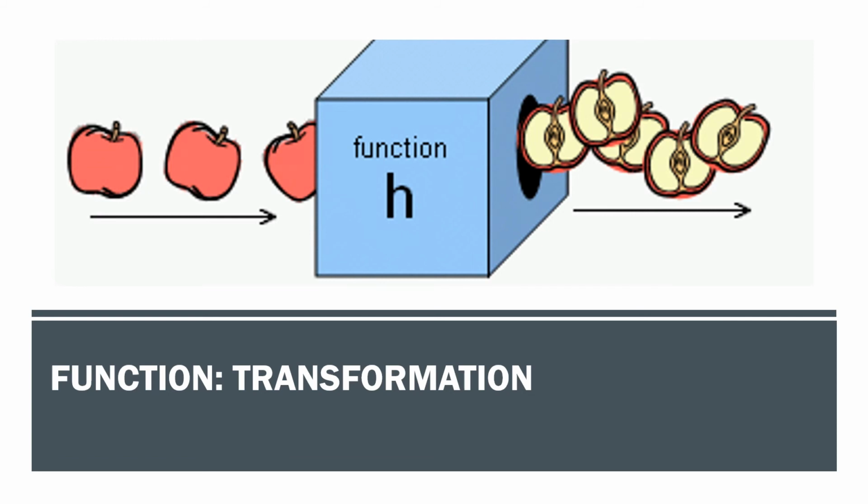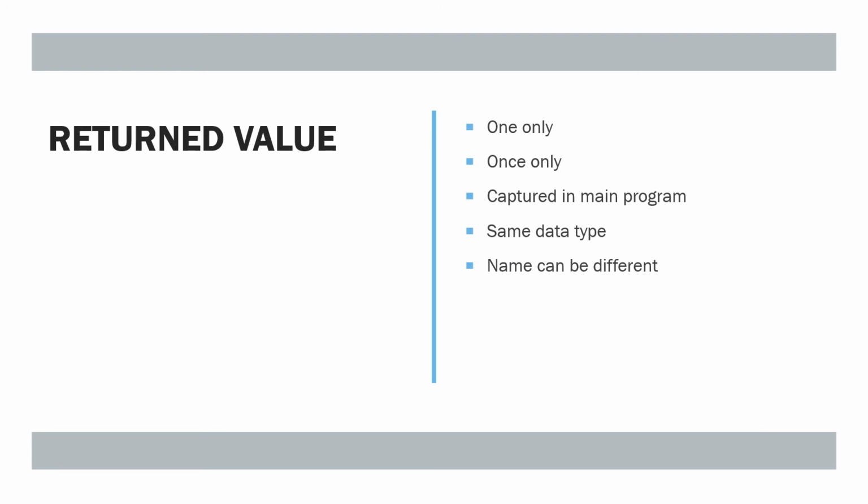So a function transforms values into new values. The return value can only be sent once. That's the last command of a function. After the computer sees the return command, it will close the function down, and we can only send one value back. That value will be captured in the main program by a variable, which will thereby have the same data type as our returned value, but the name can be different.